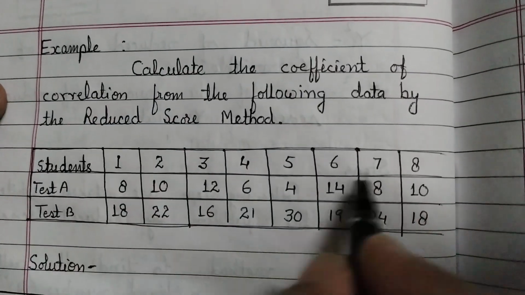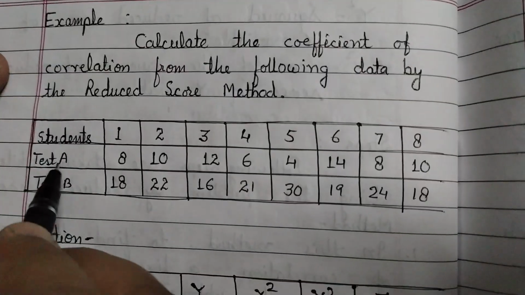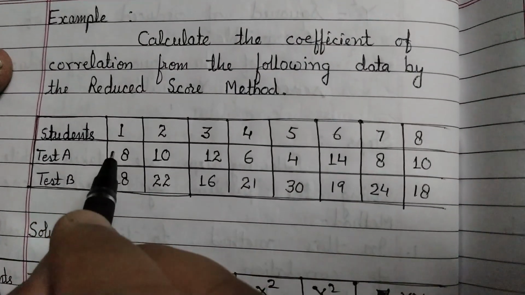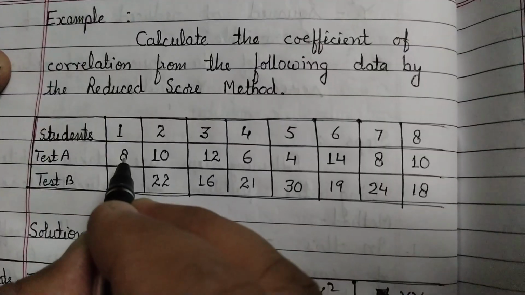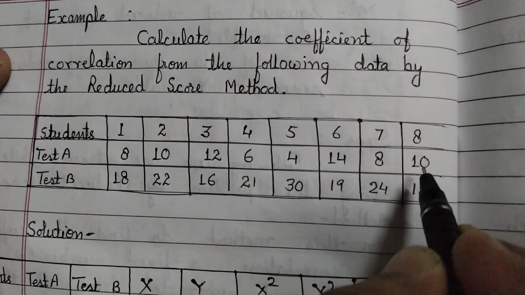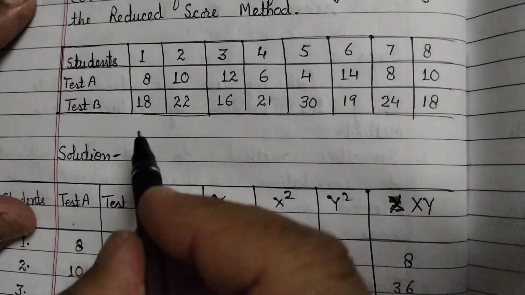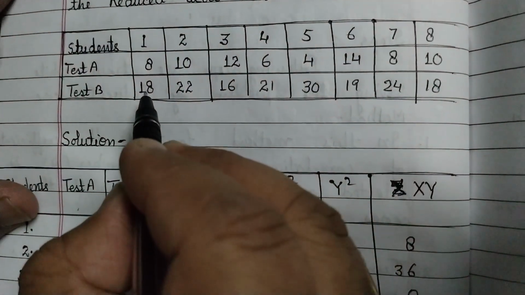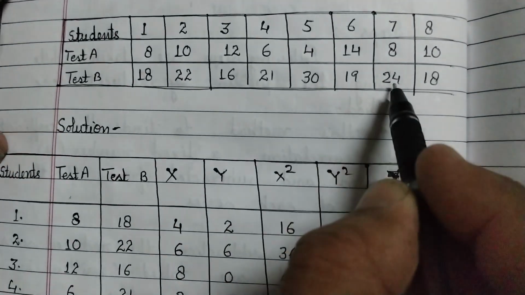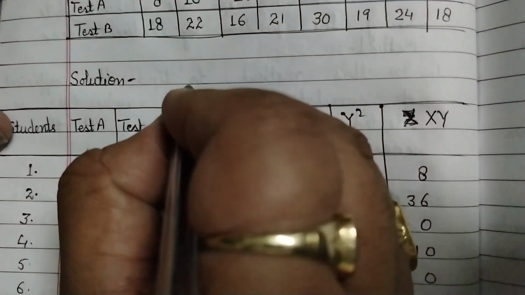Again, there are 8 students, 1 2 3 4 5 6 7 8. In test A, these 8 students have scored marks of 8, 10, 12, 6, 4, 14, 8 and 10. The same 8 students scored in test B: 18, 22, 16, 21, 30, 19, 24, 18. Now there is a table for the solution.